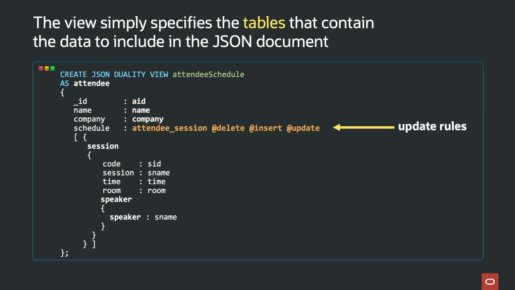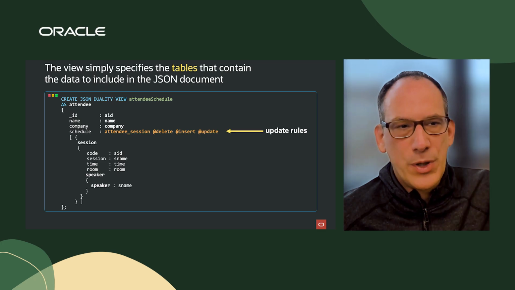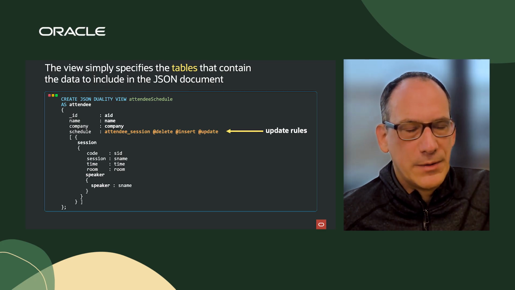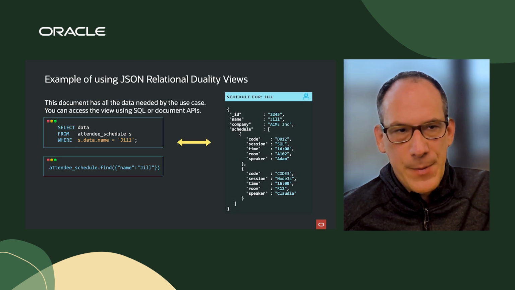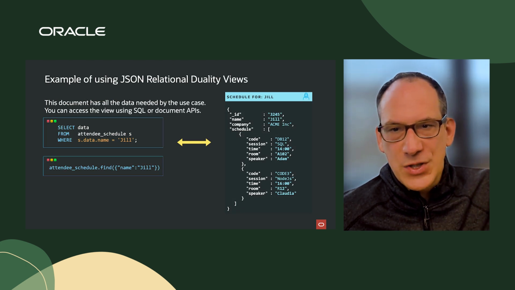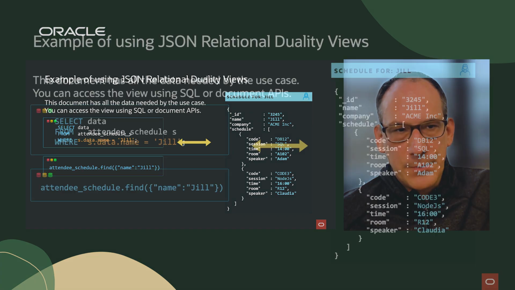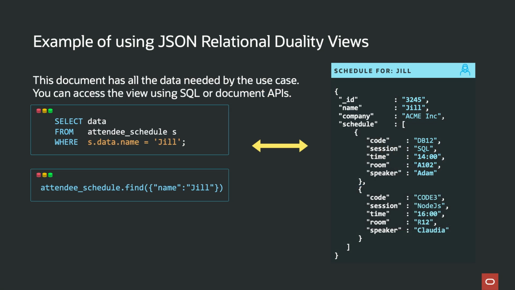And then you can also define what parts of this document are allowed to be updated. For our attendee schedule, this use case allows attendees to add themselves to a schedule or remove themselves from a schedule. So we would allow updates on this array. The application can add or remove objects to this array, but it cannot change an attendee's company, or it cannot change the session's time, for example. So we also allow very fine-grained updates on this document. As a result, a user can fetch data from the database in JSON format, either using SQL or even document APIs. This is also MongoDB compatible.